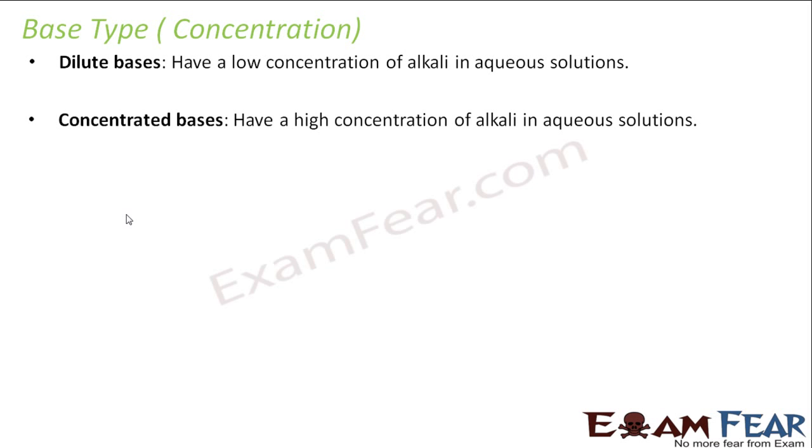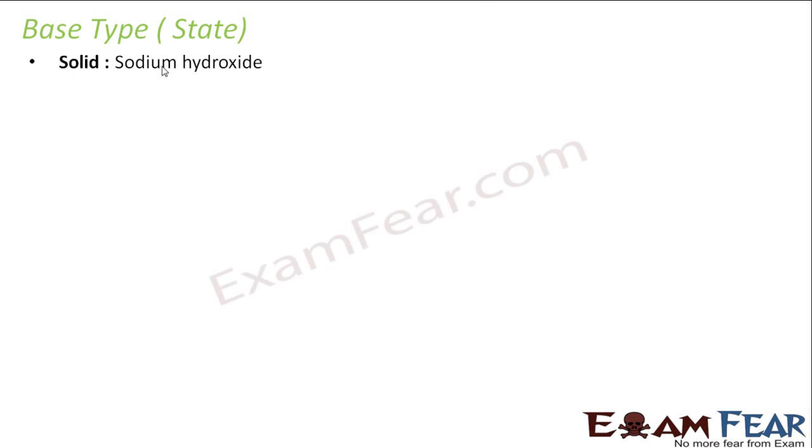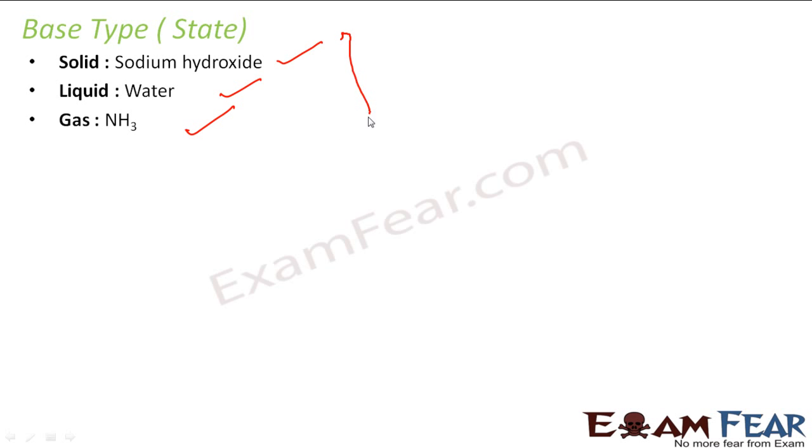Based on concentration, we have dilute and concentrated base. Similarly, we have low concentration of alkali, because it has to be alkali if you are talking about aqueous solution, because if it is not soluble, then you don't have an aqueous solution. So low concentration of alkali means it is a dilute aqueous solution, and high concentration means it is concentrated. Here also concentrated is more powerful and dilute is less powerful, similar to the acid definition. Based on state also, we have solid base, liquid base, and gas base. Solid is sodium hydroxide, liquid is water, and gas is ammonia. So we can have base in all these.